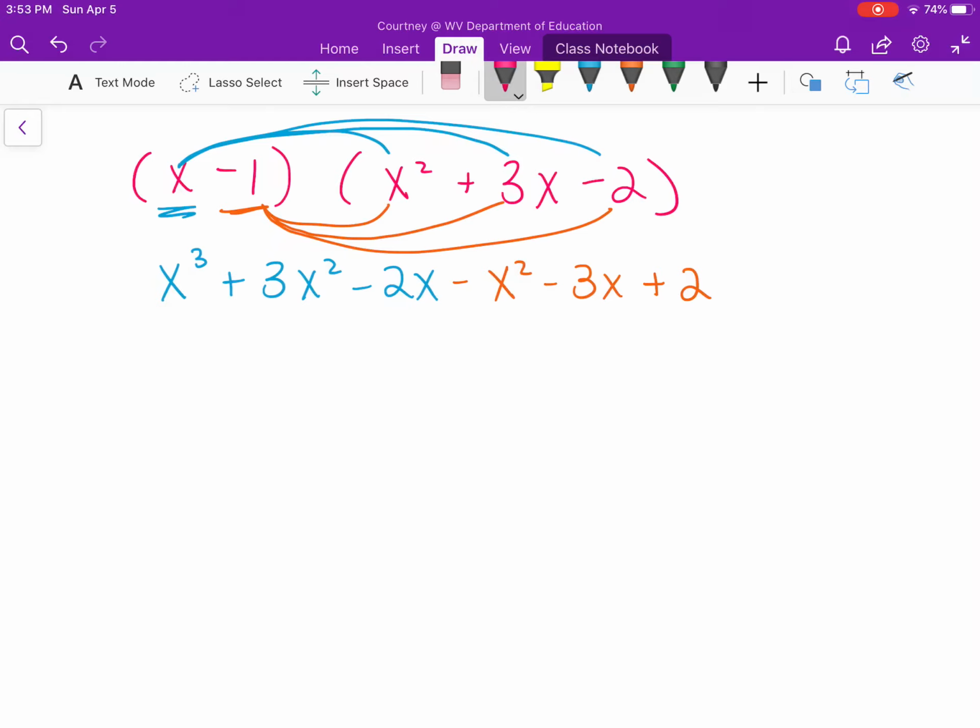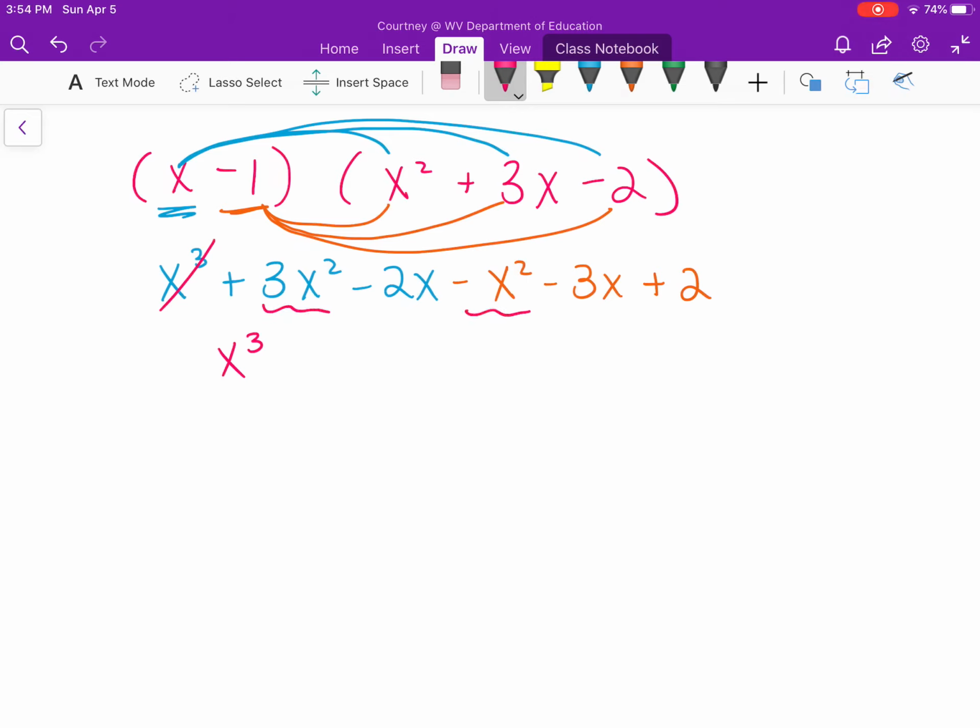Let's combine everything we have here. I told you, if you want to mark them off as you go, you can. Let's go in standard form, so let's remember to go from the biggest to the littlest. The biggest is x cubed. Once we write it down, we can mark it off just to make sure that we have everything.